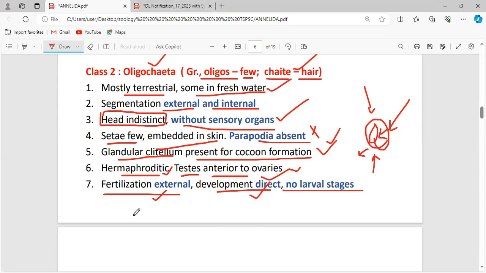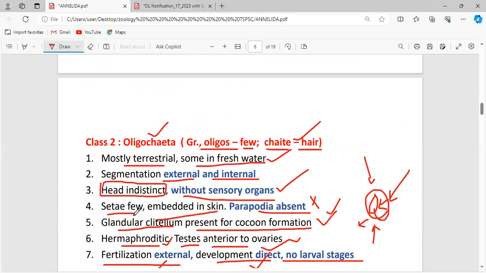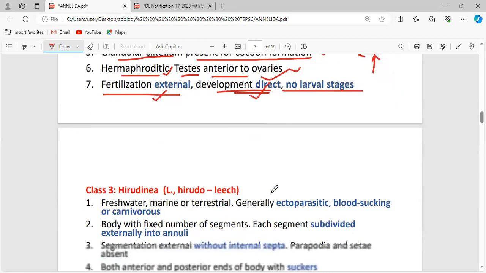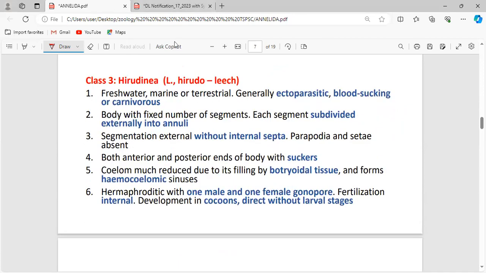Phylum Annelida, we know that it is known for its trochophore larva, that too in the class Polychaeta. But when it comes to the Oligochaeta, no larval stages are seen here, so the development is direct. And the third class is very, very important, Hirudinea. Every type and every species of leech will be placed under this particular class, Hirudinea. They can be seen in freshwater, marine, or terrestrial habitats. Generally, it is ectoparasitic.